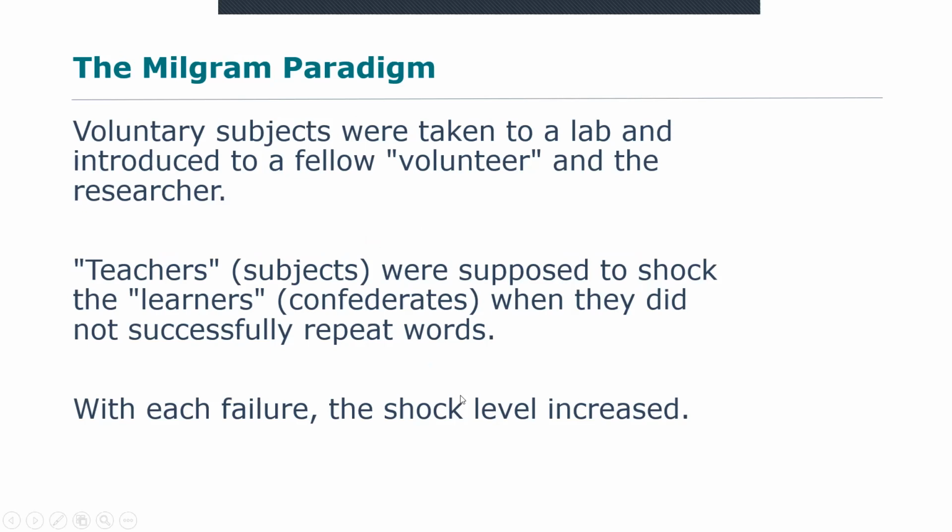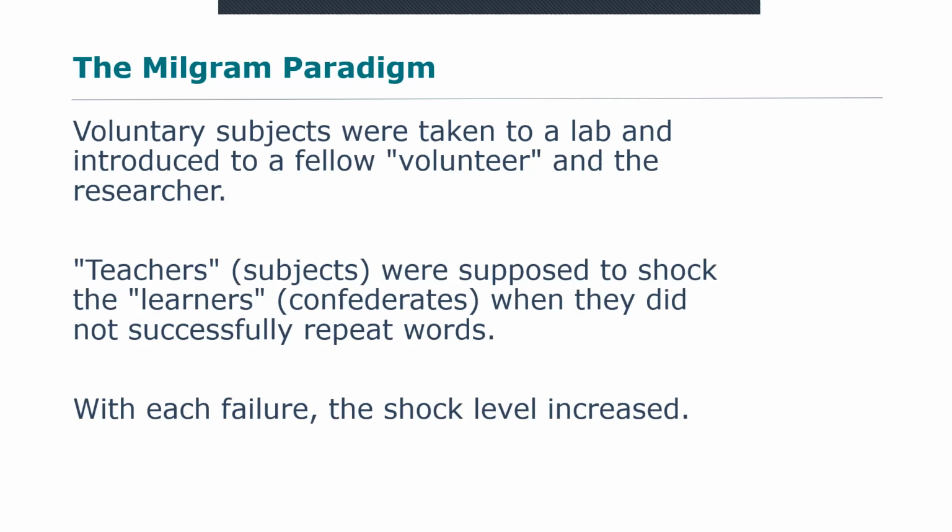So we'll go through the Milgram paradigm. Paradigm just refers to like an experimental model, a certain type of experimental setup. So let's go through Milgram's paradigm. First of all, he recruited subjects through a newspaper ad, and the subjects were paid $4.50 to participate. These voluntary subjects were taken to a lab, and they were introduced to a fellow volunteer. So it was like you would go to the study, and there was another supposed subject also there.